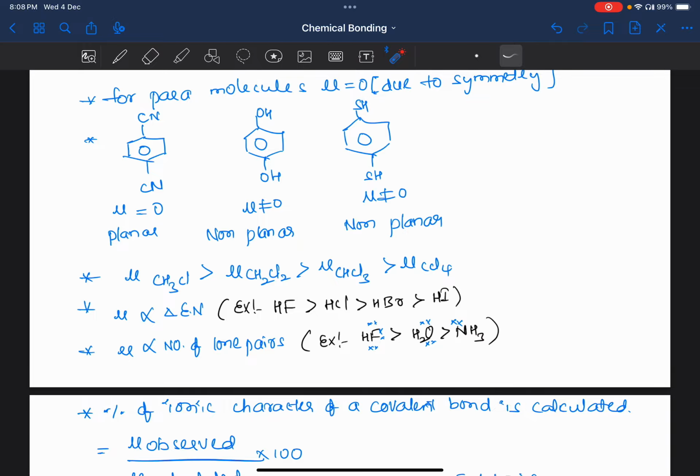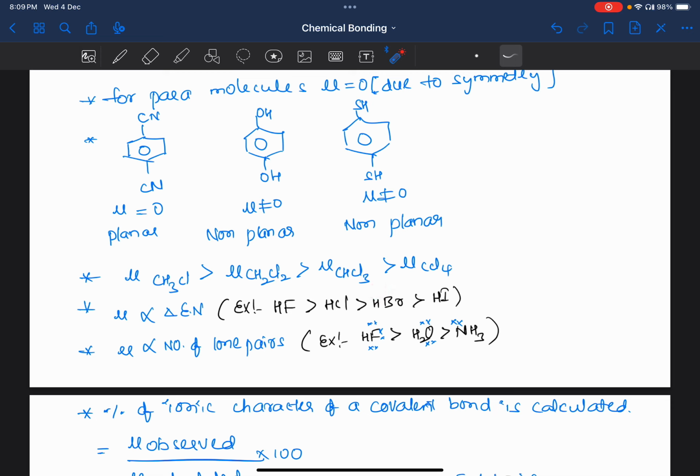Next, dipole moment is always directly related to electronegativity difference. On increasing electronegativity difference, dipole moment increases. In HF, the electronegativity difference is more. Therefore for hydrogen fluoride, the dipole moment is greater than hydrogen chloride, than hydrogen bromide, than hydrogen iodide.